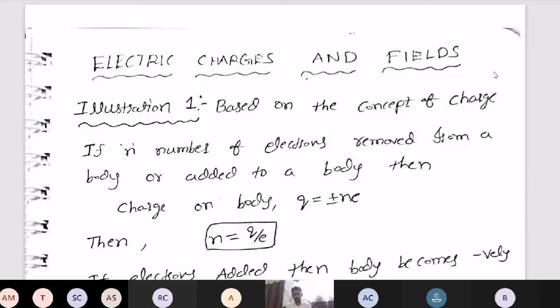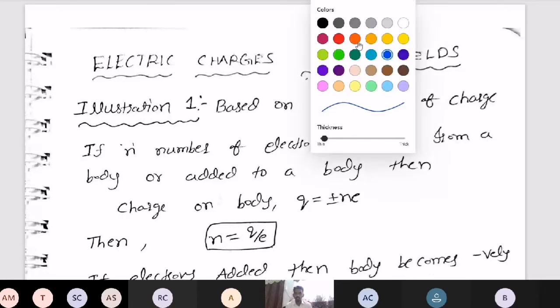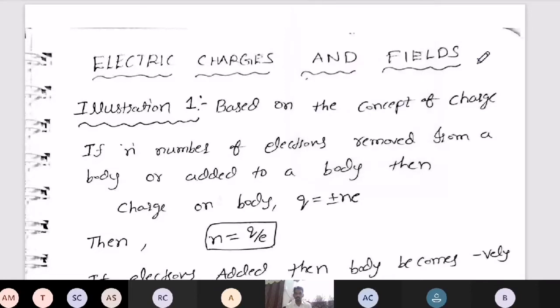So here, first we started with electric charges and fields. What kind of questions will come? That is what we are going to see here. The very first thing is the concept of charge. Based on the concept of charge, they will give the first question. Where does the concept of charge come from?